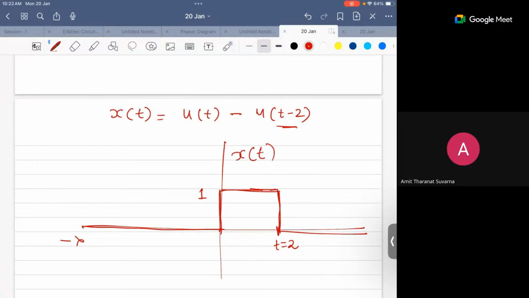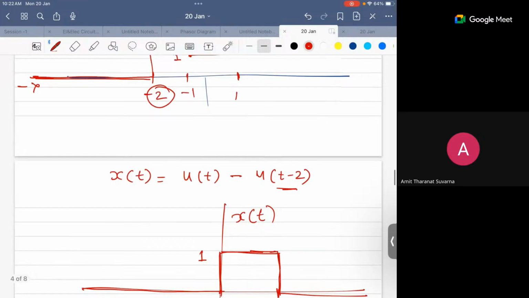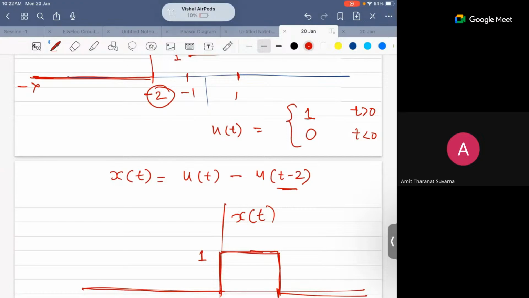This will be the default function. If u of t is there, the starting point is 0 only, right? For u of t, you already know that u of t is defined as: for t greater than 0 the value is 1, for t less than 0 the value is 0. It's not defined at t equals 0. But normally, with the Gibbs phenomenon, we take the value as 0.5.